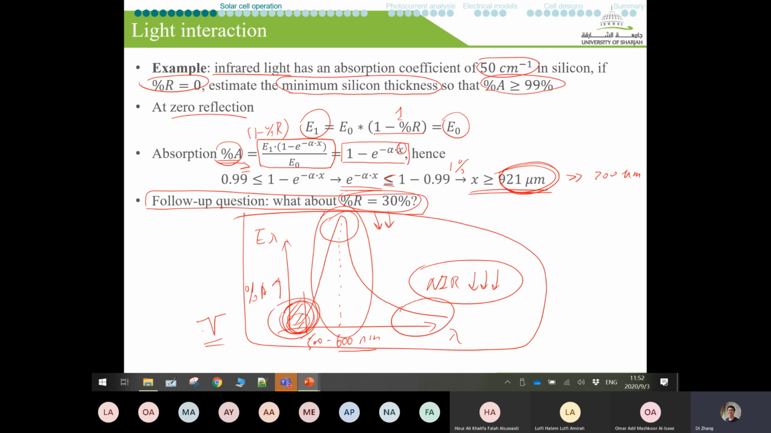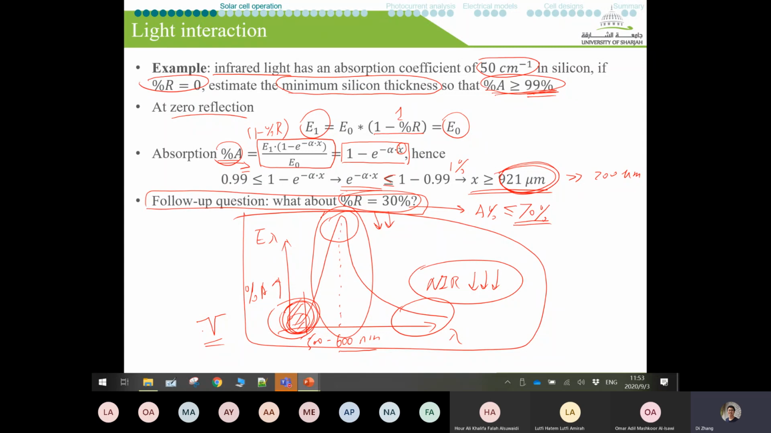Okay, so you can probably imagine that if the initial reflection is already 30%, the maximum absorption is always going to be less than or equal to 70%. So actually this question is no longer valid. We can never do 99%. Actually, the maximum we can do is 70%.